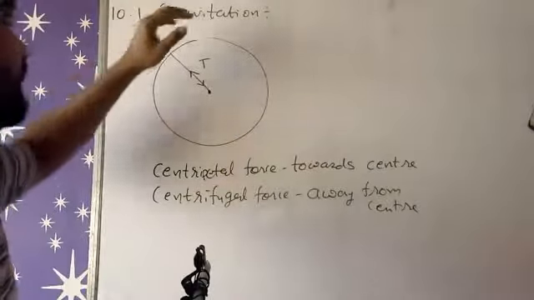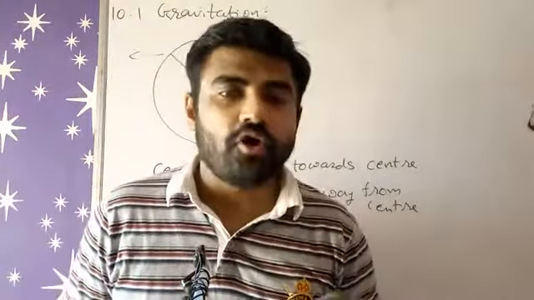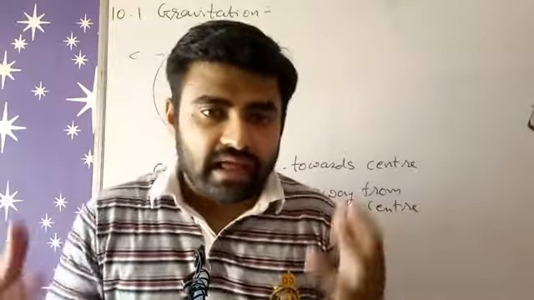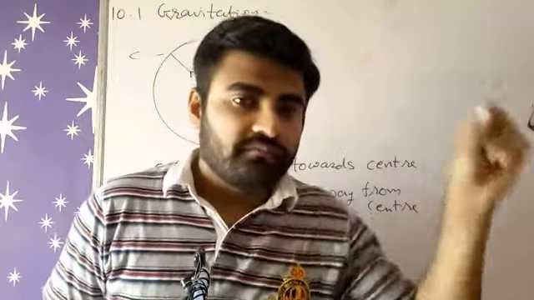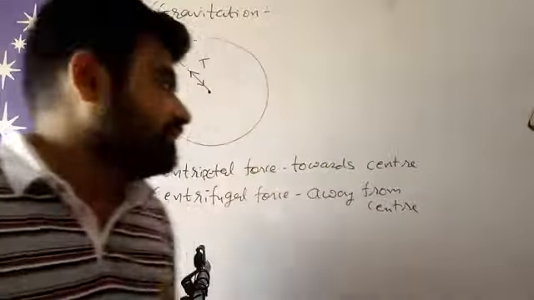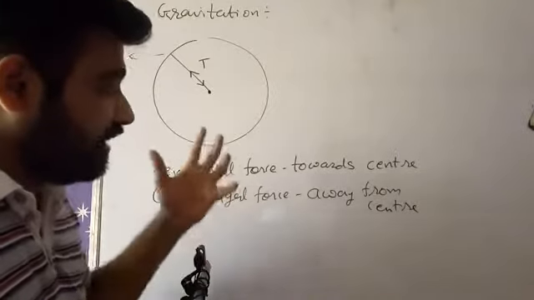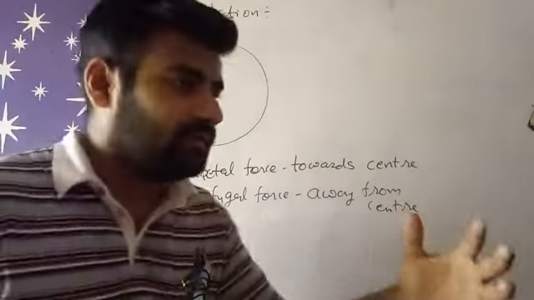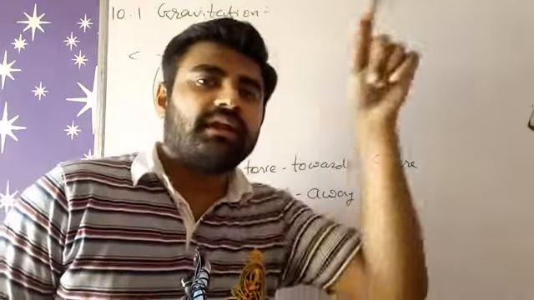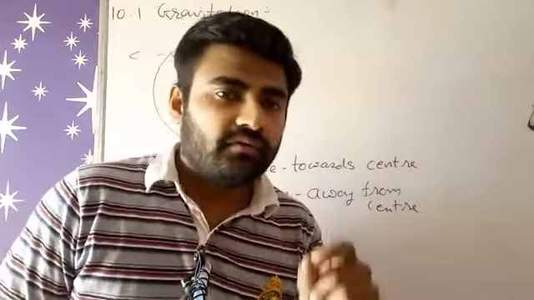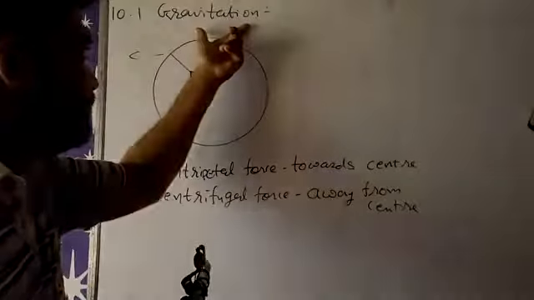Similar things happen for gravitation. Earth is rotating around the sun. Why? Because the sun attracts the earth towards itself. But because of that motion, we have centrifugal force also. So that's why the earth is not in motion toward the sun, it is rotating around the sun. And the reason for that rotation is called gravitation.